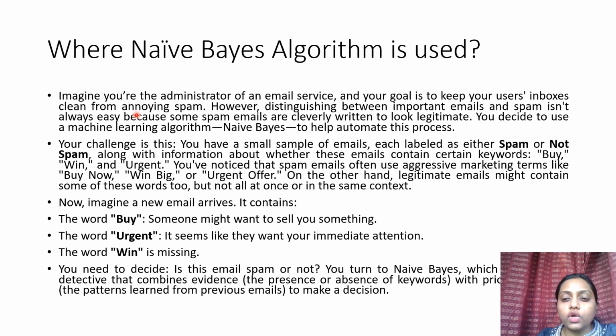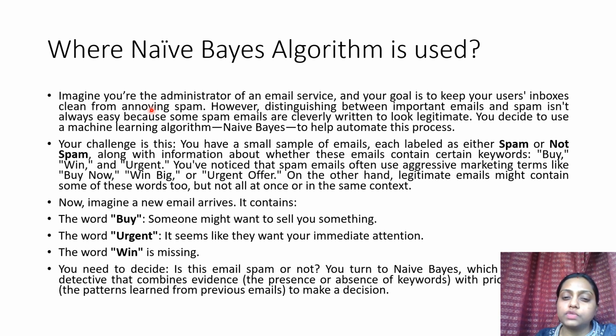It would be better if you could apply one machine learning or classification algorithm which can distinguish between spam emails and not spam, or legitimate, messages. Then your task will be easy. To implement this kind of problem, we can use the naive Bayes algorithm. Let's suppose one piece of information is provided here: one email contains certain keywords like buy, win, and urgent.